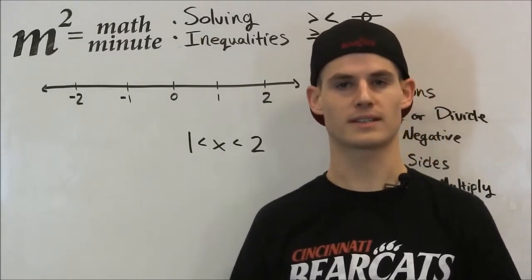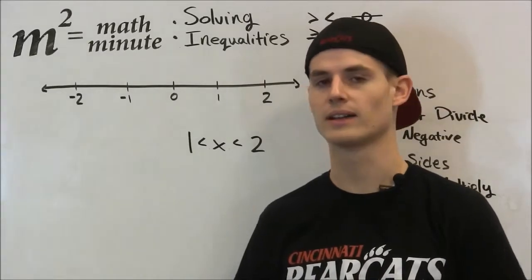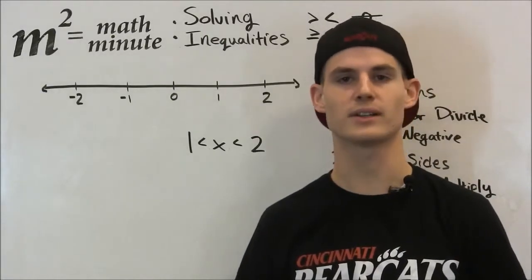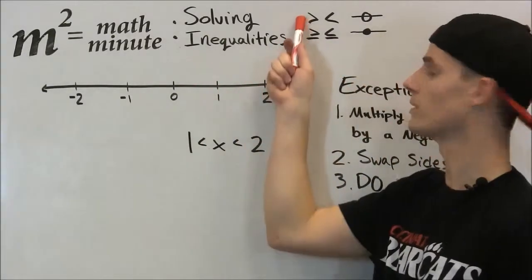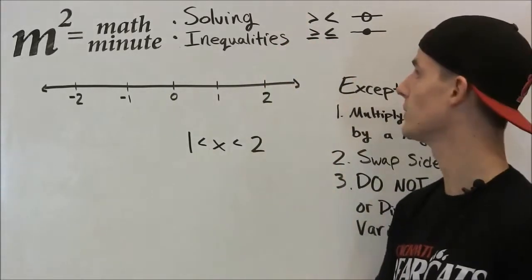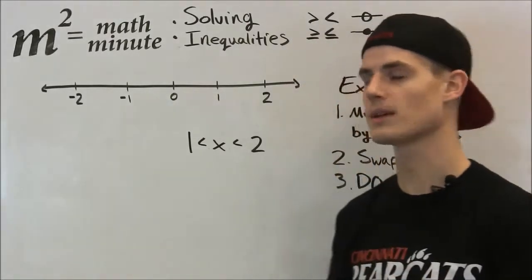So the first thing I want to say is that we've been solving equations for a while. With solving inequalities, there's really not that much different. We can treat them almost identically. So these are the inequality symbols. We have greater than, greater than or equal to, less than, less than or equal to. Now we're going to treat these the exact same as an equal sign. There's a few exceptions though.